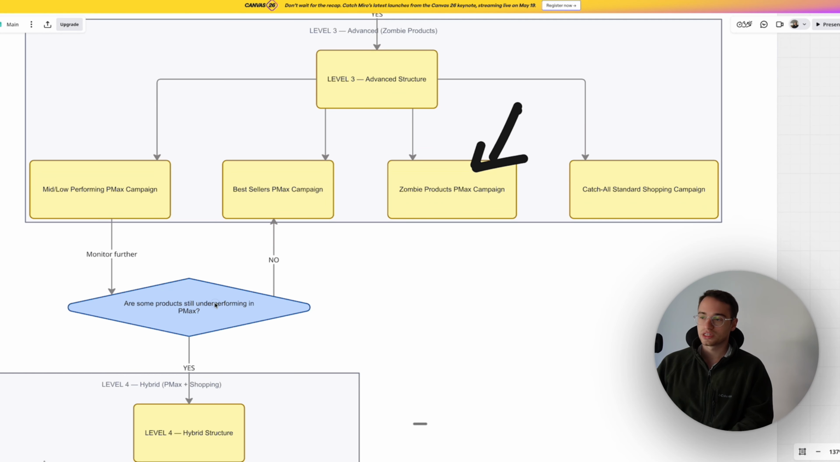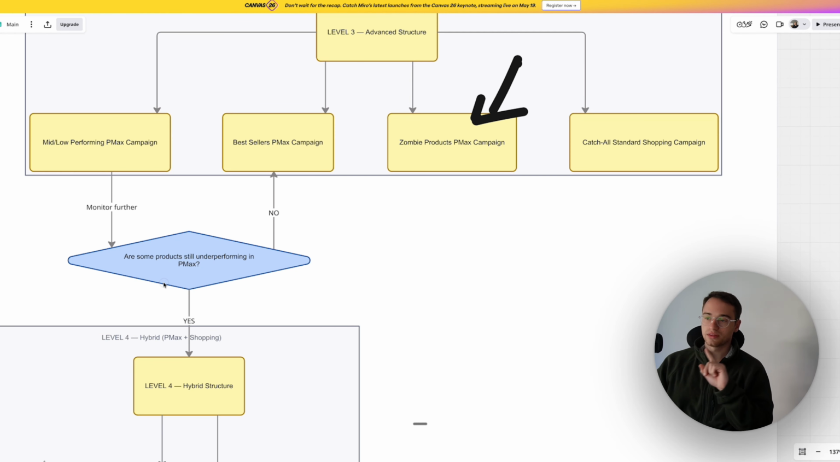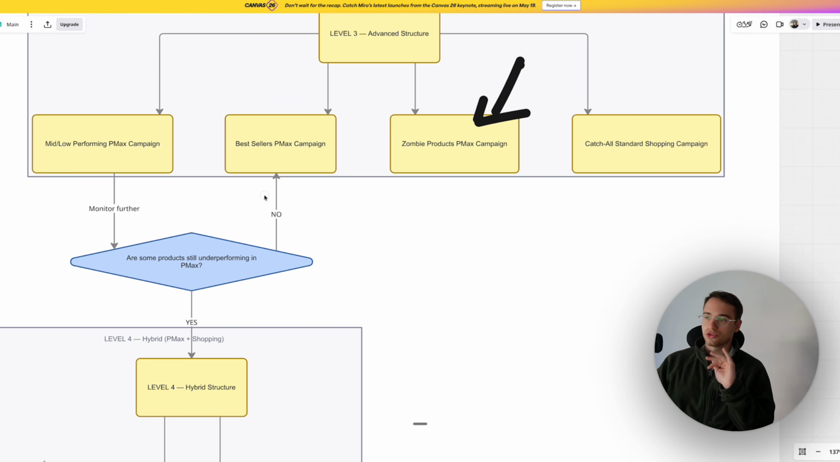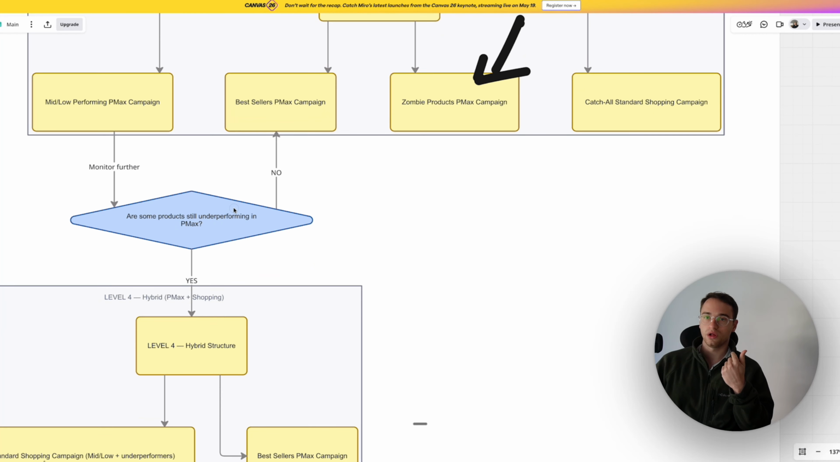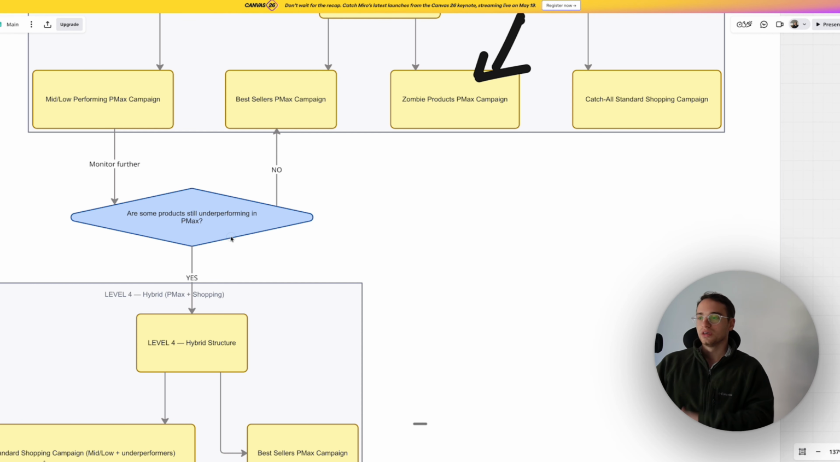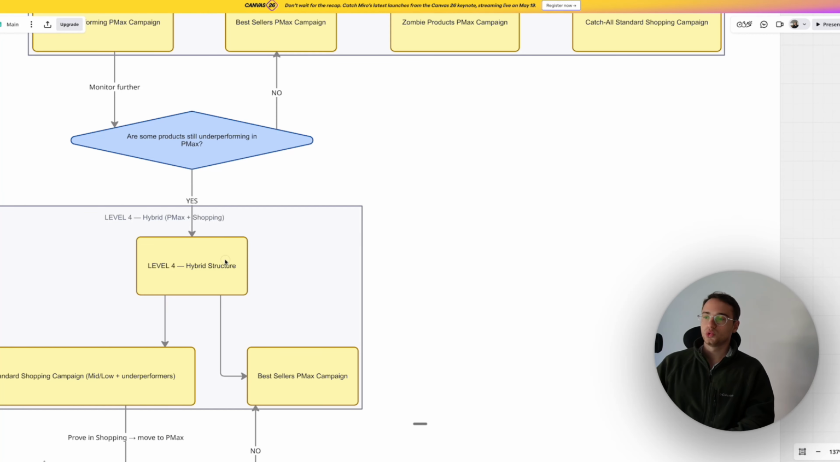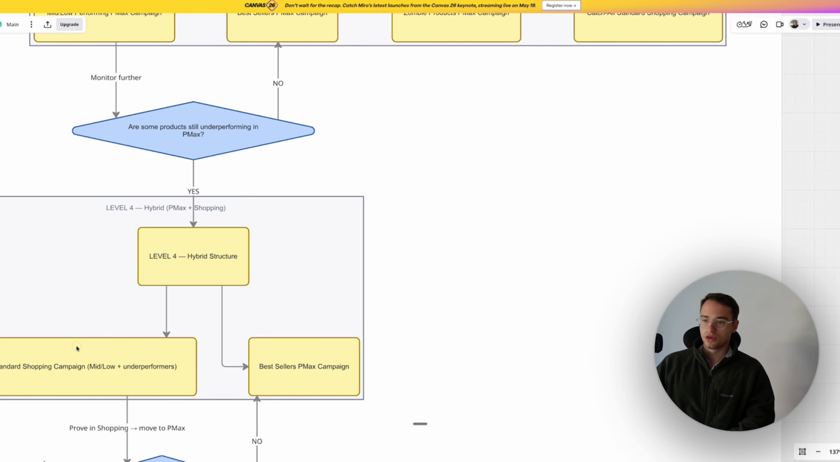Now, are some products still underperforming in that PMAX? If they're not, or they're good, just go back to the bestsellers PMAX campaign and you can promote them into the bestsellers PMAX campaign as well, because those are actually bestsellers. Now, if they're underperforming, what we can do is have a level 4, which is the hybrid structure, which has PMAX again and shopping. So we change the mid to low products into a standard shopping campaign. So we moved away from PMAX into a standard shopping campaign, and then we have the main bestsellers PMAX campaign.